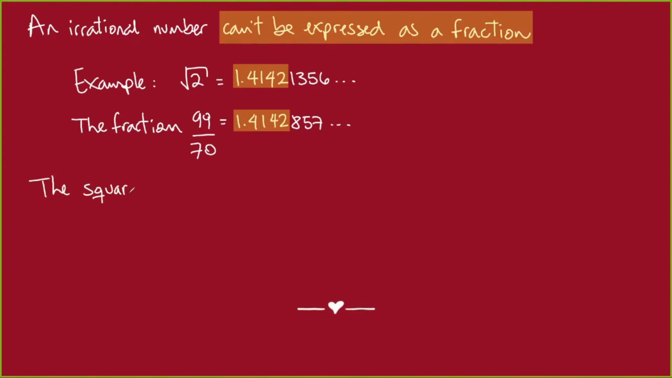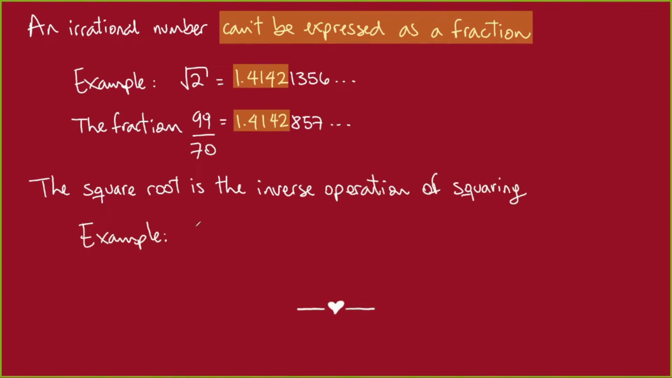And for those who don't remember, the square root is the inverse operation of squaring, which means that when we apply the square root of, let's say, 4, for example, we are looking for a number that when we multiply it by itself gives us 4. So the answer will be 2.